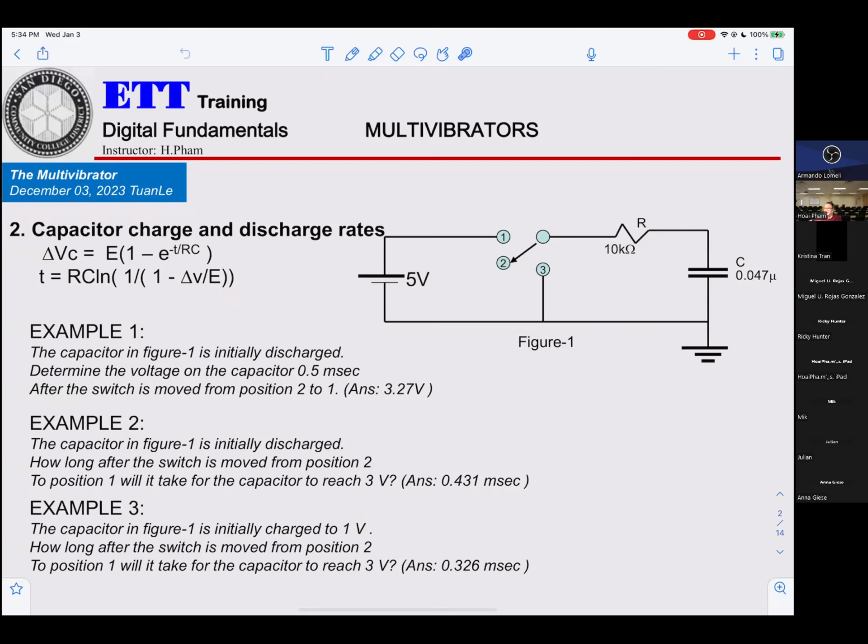What is the voltage the capacitor tries to reach when you move from number 2 to number 1? What is the voltage the capacitor tries to reach? Who knows?